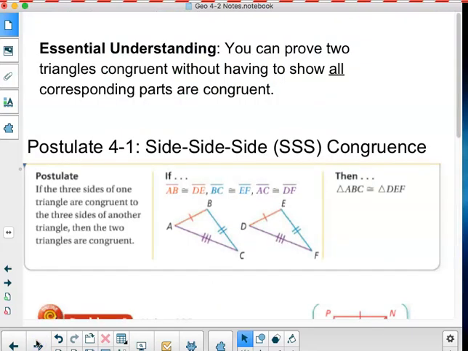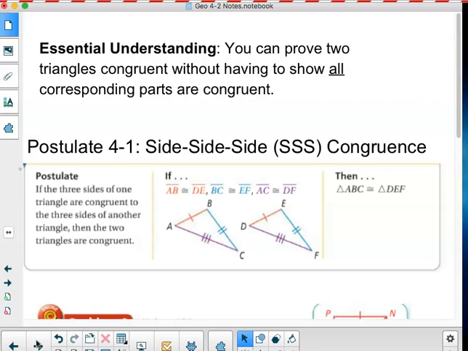Side, side, side. So the essential understanding: you can prove two triangles congruent without having to show all corresponding parts are congruent. Postulate 4.1, side, side, side congruence. If 3 sides of one triangle are congruent to 3 sides of another triangle, then the 2 triangles are congruent. And that's it. If I've got 3 sides that correspond to 3 other sides and they're congruent, respectively, I've got it made. The triangles are congruent.